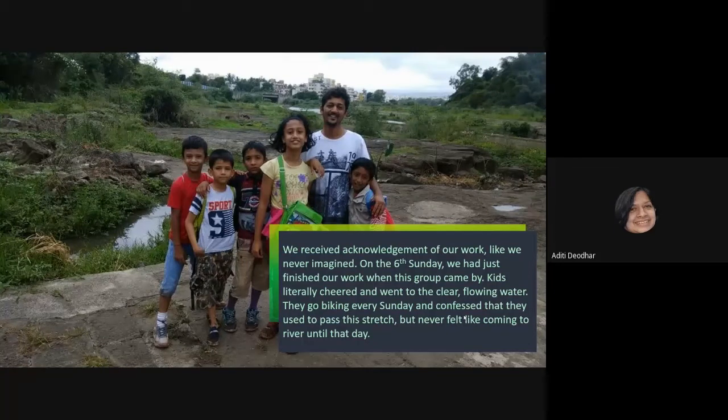He said we have passed this place many times before, but these kids never even wanted to visit the river or enter the riverbed. But today they suddenly saw this flowing water, and the sound of that flowing water was so soothing that they spontaneously just parked their bikes outside and entered the riverbed. So that was a really nice reciprocation we got for the work we did.